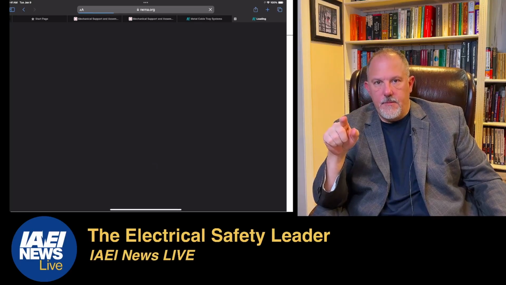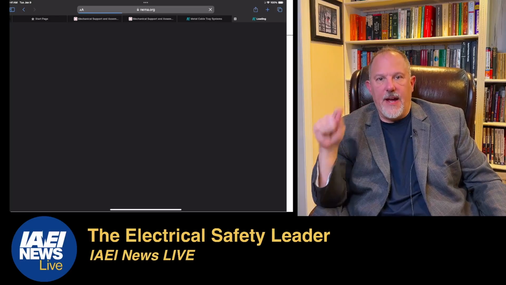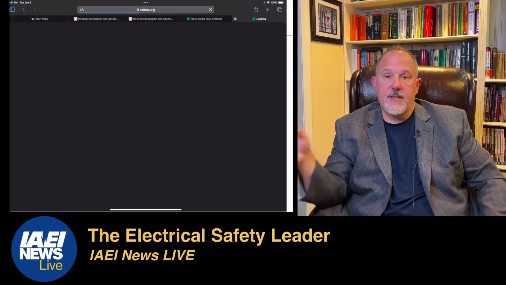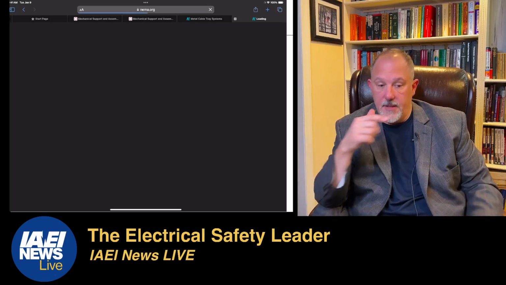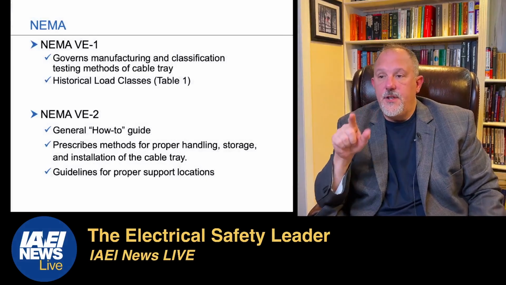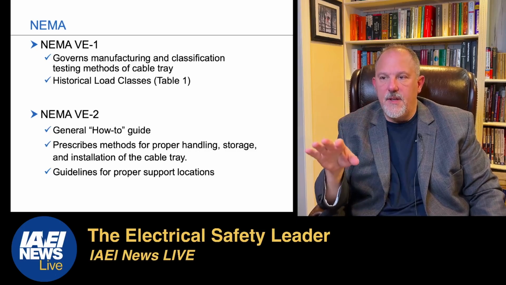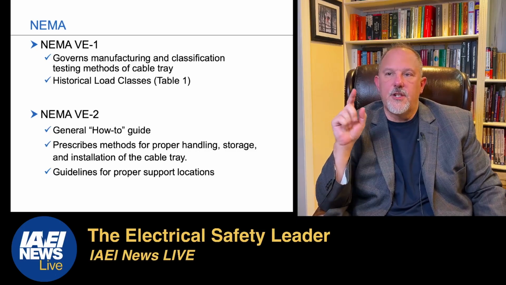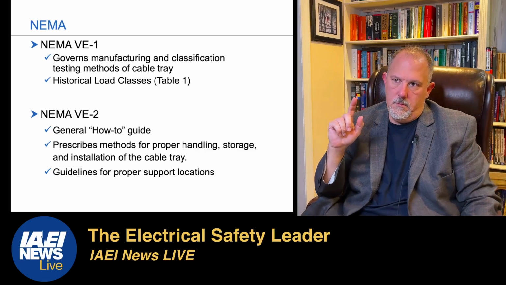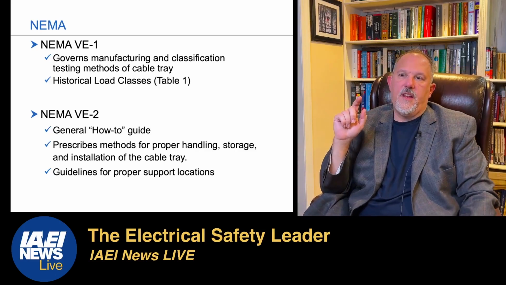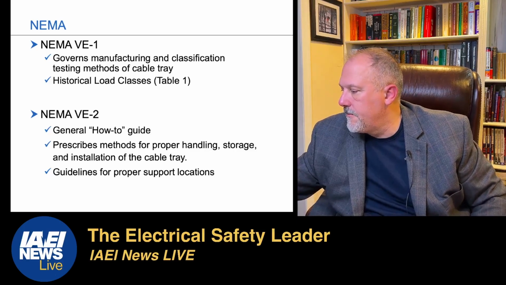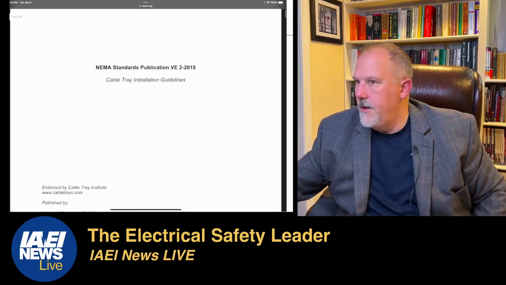All right, so here's my thought. The first one is probably for if you are a manufacturer, it's like the product standard. The VE2 document, this one right here, while that downloads, is your how-to guide with methods for proper handling, storage, and installation. So the first one is more for the manufacturer. The second one is more for the application.